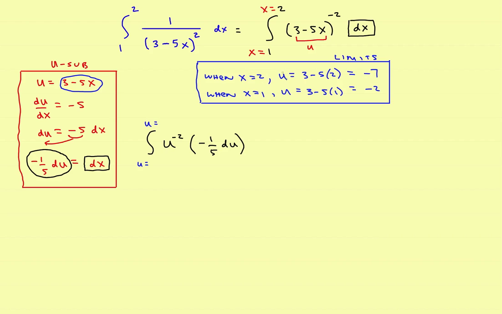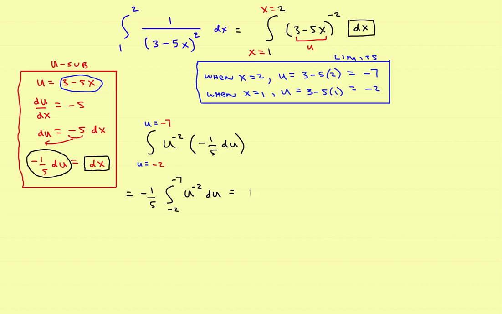Well, when x is equal to 2, u is equal to -7, so put the -7 right there. So the top limit goes with the top limit, the bottom one goes with the bottom. When x is equal to 1, this is equal to a -2. Now it's just a matter of evaluating that integral. So again, I'm going to take the -1/5 and bring it out in front. So this will be equal to a -1/5 of the integral from -2 to -7 of u to the -2 du.